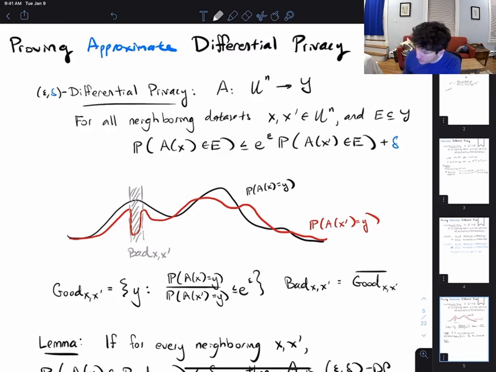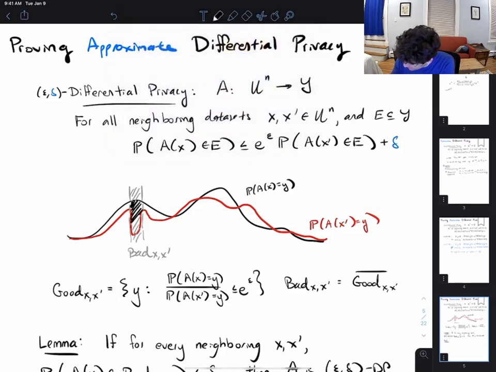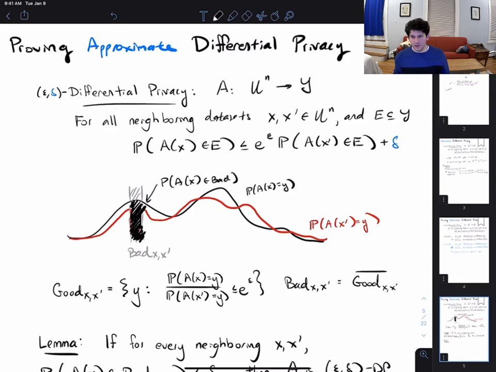So you want to show that there is only a small set on which the ratio is not bounded, and the probability of getting this event under the black distribution should be small. So like this black region should be small. This black region is like the probability of A(X) being in the bad set. And as long as that thing is small, you'll get epsilon-delta DP.